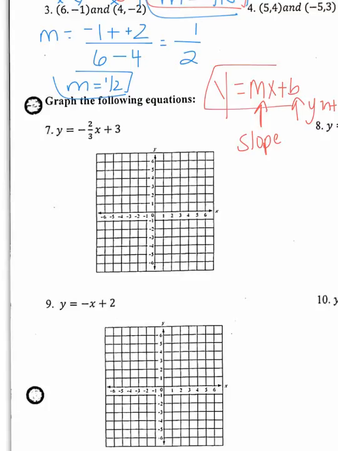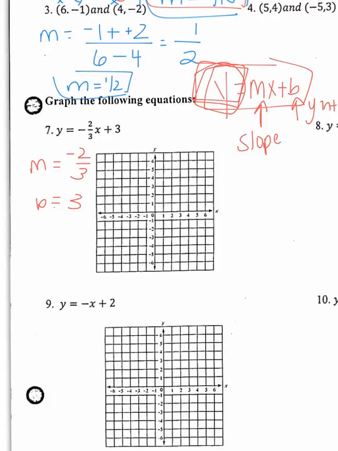Now, m is always next to x as my coefficient, and b is always alone. It's always my constant. However, that only works if y is 100% isolated. So if I look at number 7, y is alone, so I can instantly go ahead and find m and b. So m is always next to x, so the coefficient of x is negative 2/3. B is always alone, it's always my constant, so my constant in this problem is 3.